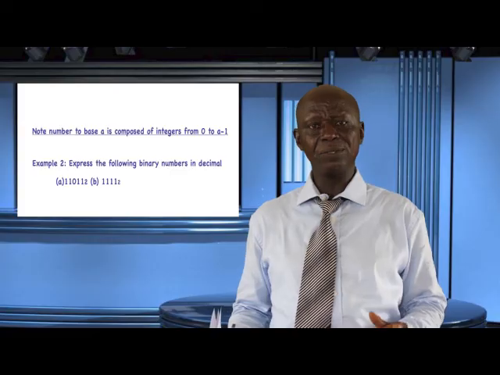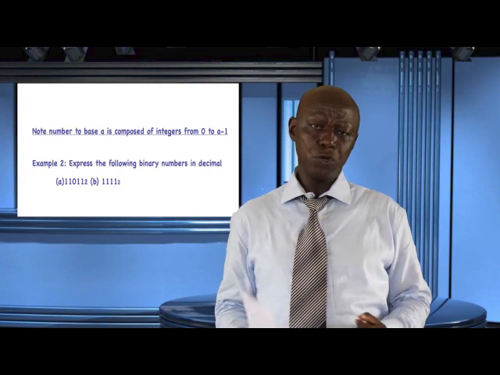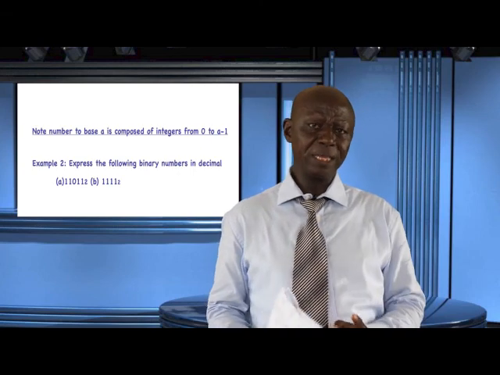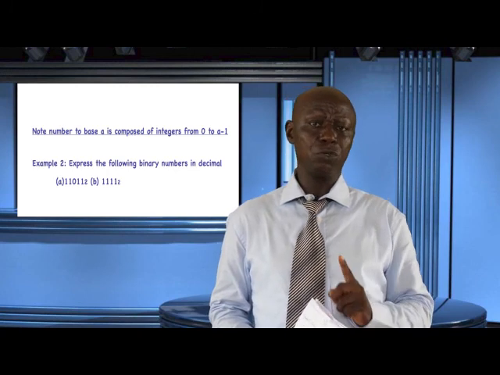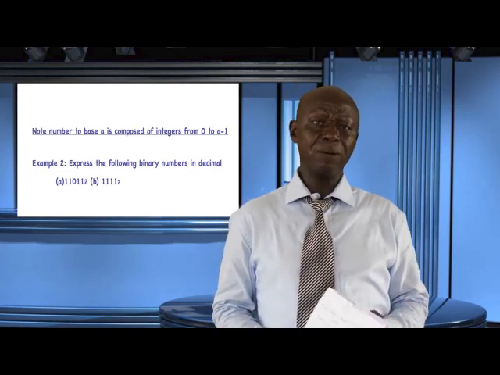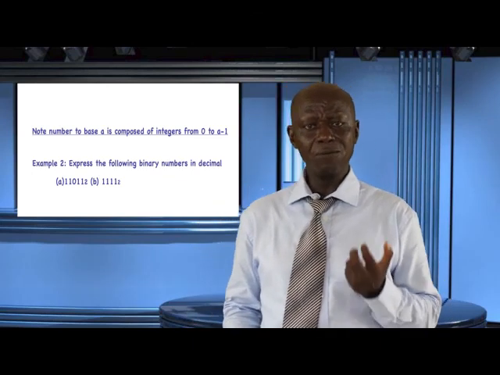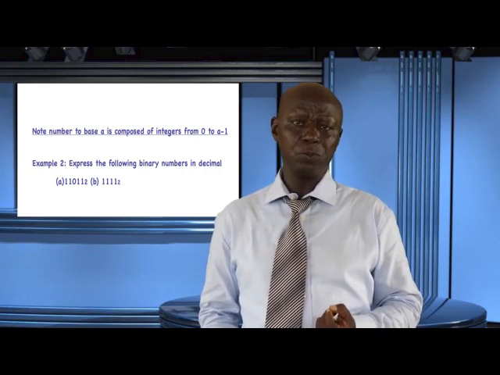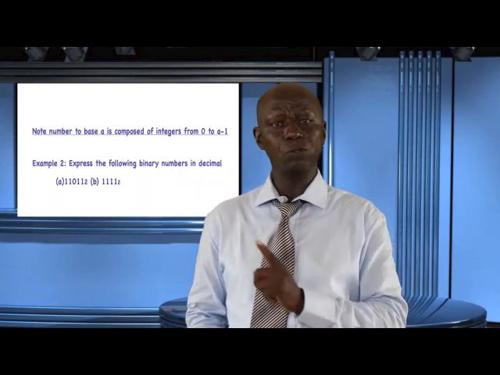For you to work in any base, take for instance base 9. The numbers you are going to work with will range from 0 to 8. How do we come up with 8? Because we are working with base 9, what you do is to subtract 1 from 9, and that gives you 8. So what are these numbers? You have 0, 1, 2, 3, 4, 5, 6, 7 and 8. Likewise, if you are working with a number in base 2, the numbers you are going to work with simply mean you have only 0 and 1, because 2 minus 1 gives you 1.